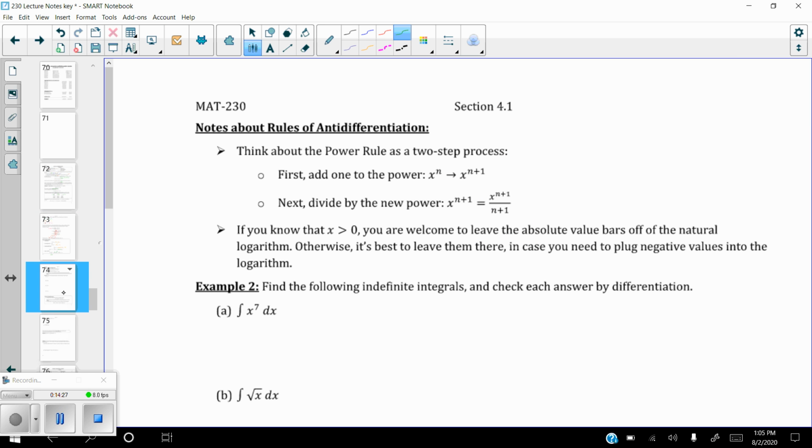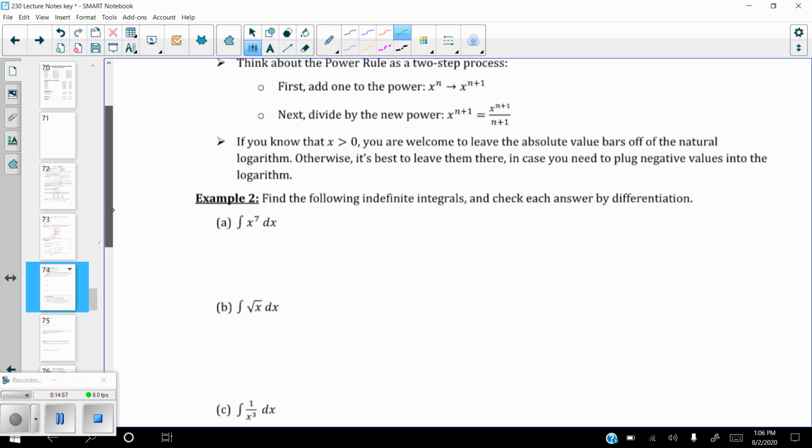A couple of real quick notes about the rules of anti-differentiation. Think about the power rule as 2 steps. Again, remember you add 1 to the exponent and then you divide by the new power. Pretty straightforward. And again, this one I don't like to do. This second one here, if you know that x is greater than 0, you're welcome to leave the absolute value bars off of the natural log. Otherwise, it's best to leave them there. I just suggest leaving them there all the time just to make sure you don't make a mistake.